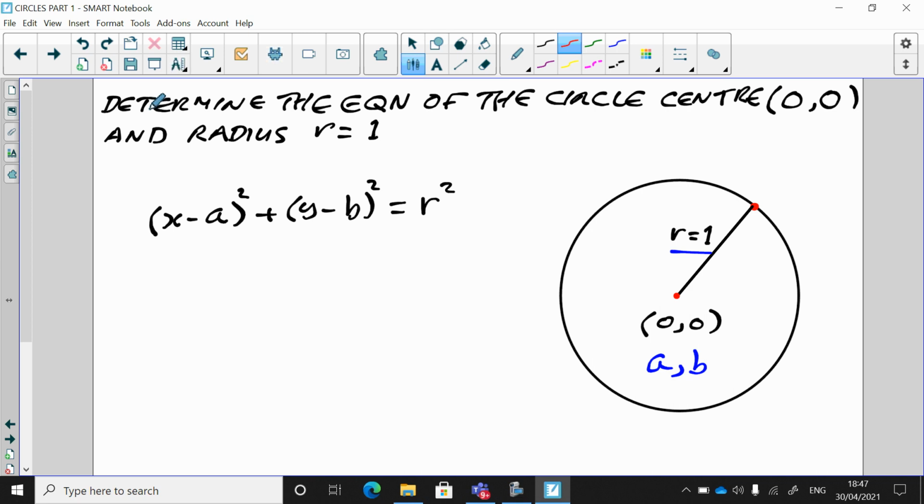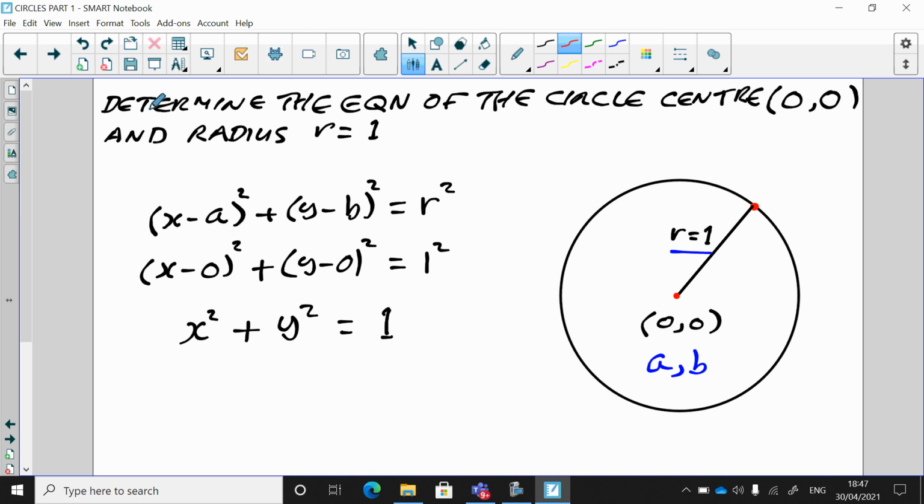Right. Next one. Oh, centre 0, 0. That's nice. And the radius is 1. So let's have a wee think here. Let's start sticking numbers into our formula that we've been given. X take away 0. Well, that would just be x, and it'd be squared. Y take away 0 would be just y, and that would be squared. And 1 squared would just be 1.